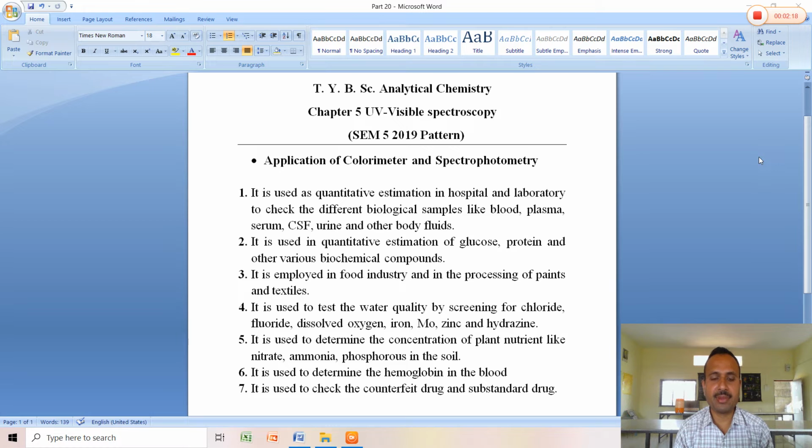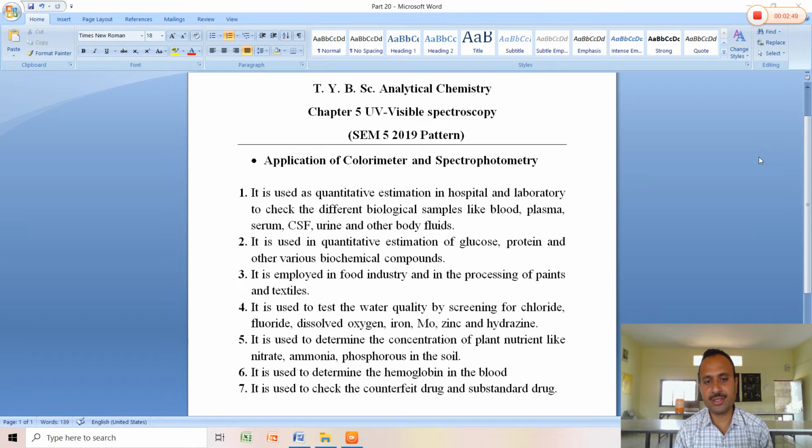The fifth application is that colorimetry is used to determine the concentration of plant nutrient. Now the concentration means amount of matter, or you can say amount of constituent or amount of substance present in the sample. So concentration of particular plant nutrient like nitrate, ammonia, that is NH3, and phosphorus in the soil. So colorimetry is useful to determine the concentration of various plant nutrient like nitrate, phosphorus, ammonia.